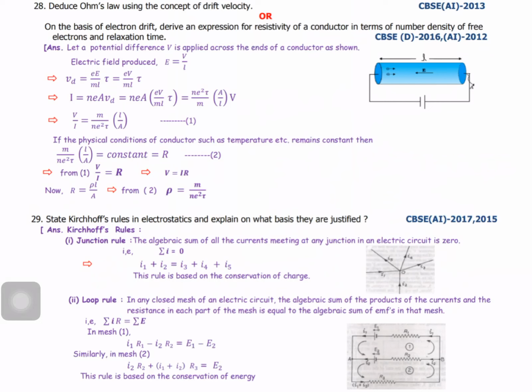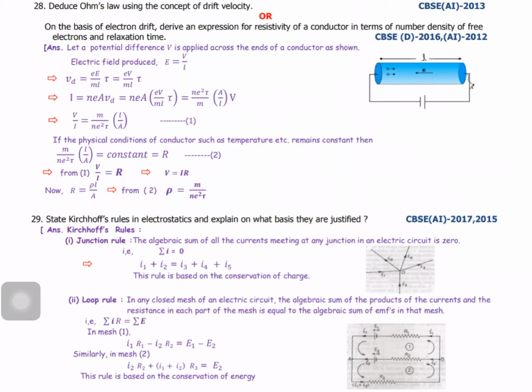So you can write I1 plus I2 minus I3 minus I4 minus I5 equal to 0. Or in other words, you can write I1 plus I2 equal to I3 plus I4 plus I5. The rule is based on the conservation of charge.